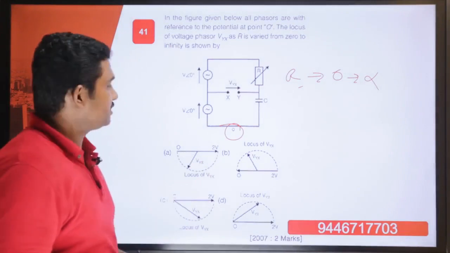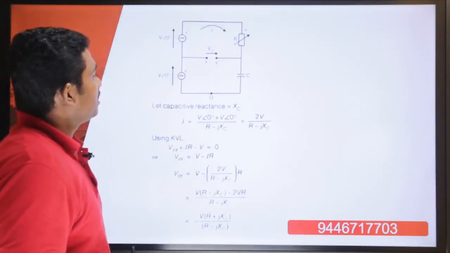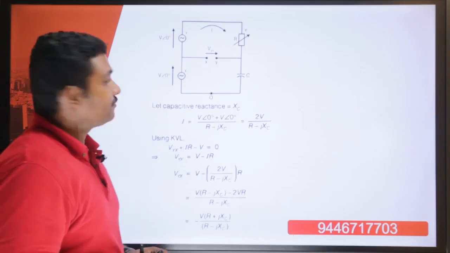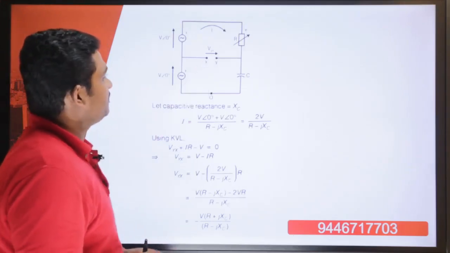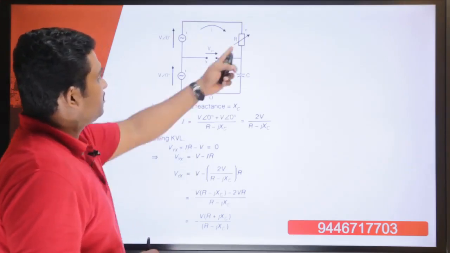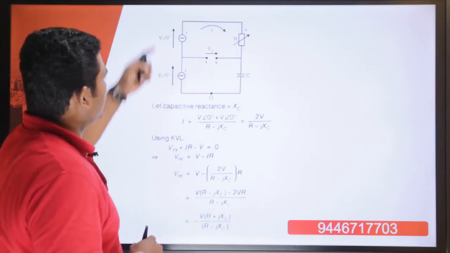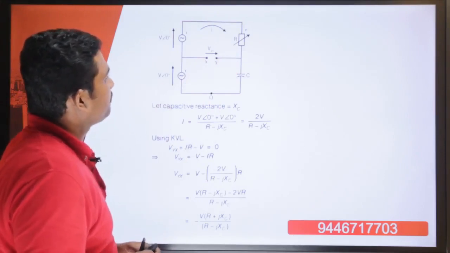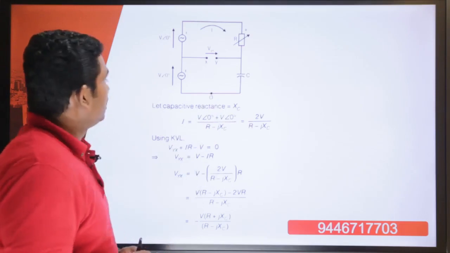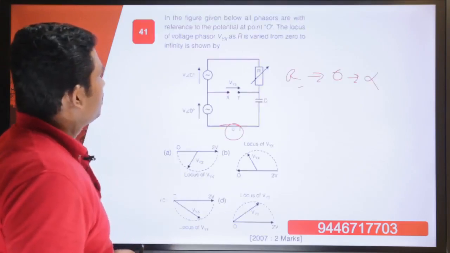We will have to find out which is the correct answer. Now we have redrawn the figure. This is the voltage Vyx and this is the variable resistance R. Here we have AC voltage sources V angle 0 and there is a capacitance C. So now we are going to find out.